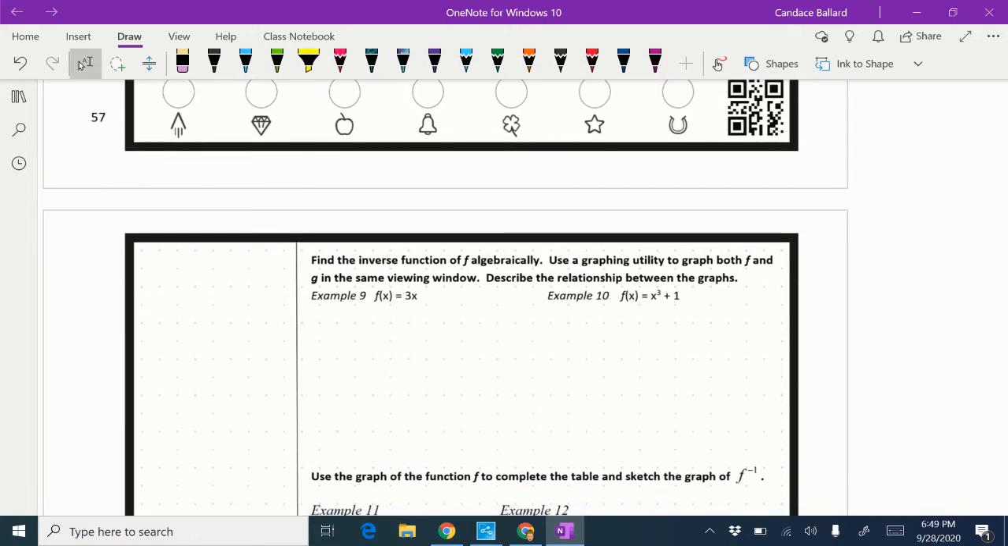So find the inverse function of f algebraically, and then use a graphing utility to graph both f and g in the same viewing window to describe the relationship between the graphs. They're probably using g as the inverse function. Okay, so I'm going to start by switching this to y equals 3x. And then I am going to switch the x and the y. And then I'm going to divide by the 3 to get y by itself. And I'm going to write it as g of x, which we know is the inverse in this case, equals x over 3.